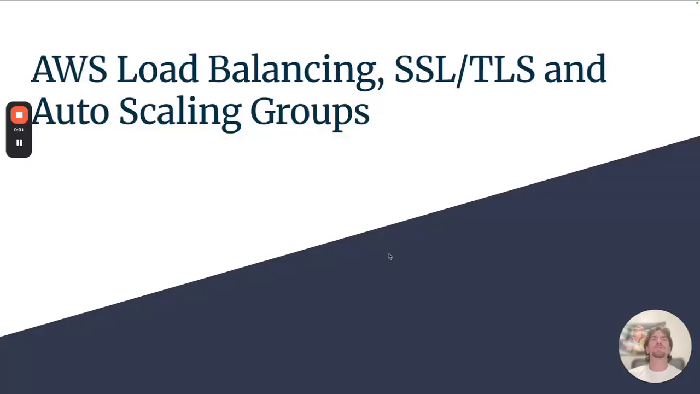Welcome back, everyone. In the previous video, we introduced the basics of AWS load balancing and the different types of load balancers AWS provides. Now we're going to dive deeper into the most commonly used one, the application load balancer, or ALB. We're also going to explore how SSL and TLS encryption keep our traffic secure and how auto-scaling automatically adjusts capacity to handle changing workloads. By the end of this video, you'll see how these AWS features work together to create a secure, scalable, and highly available application.